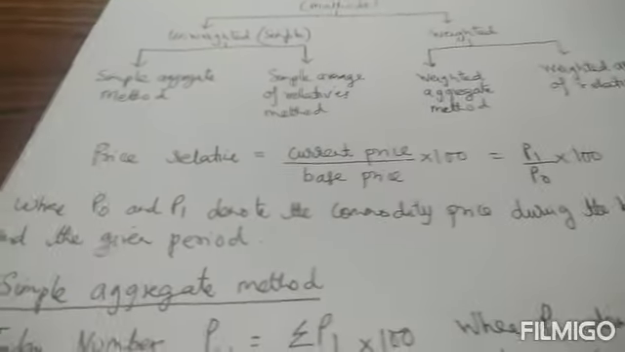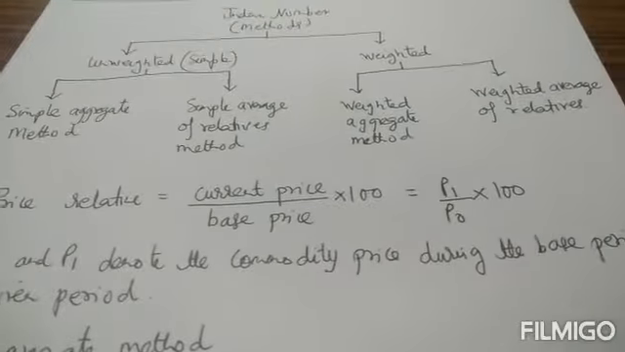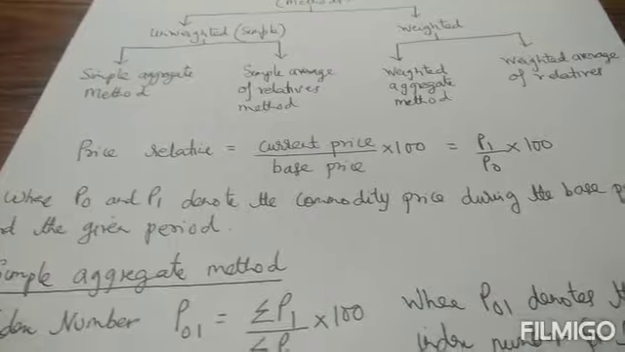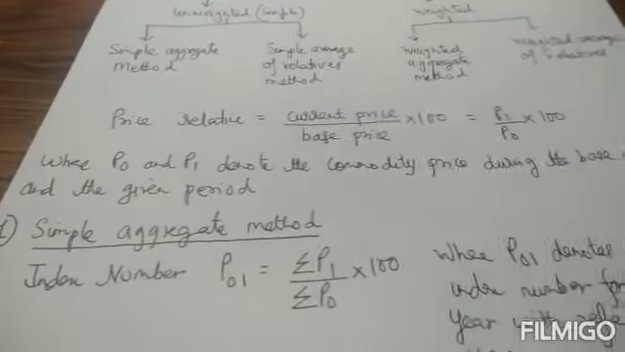Now we define a term, price relative. Price relative is the current price upon base price into 100, which is P1 upon P0 into 100, where P0 and P1 denote the commodity price during the base period and the given period.